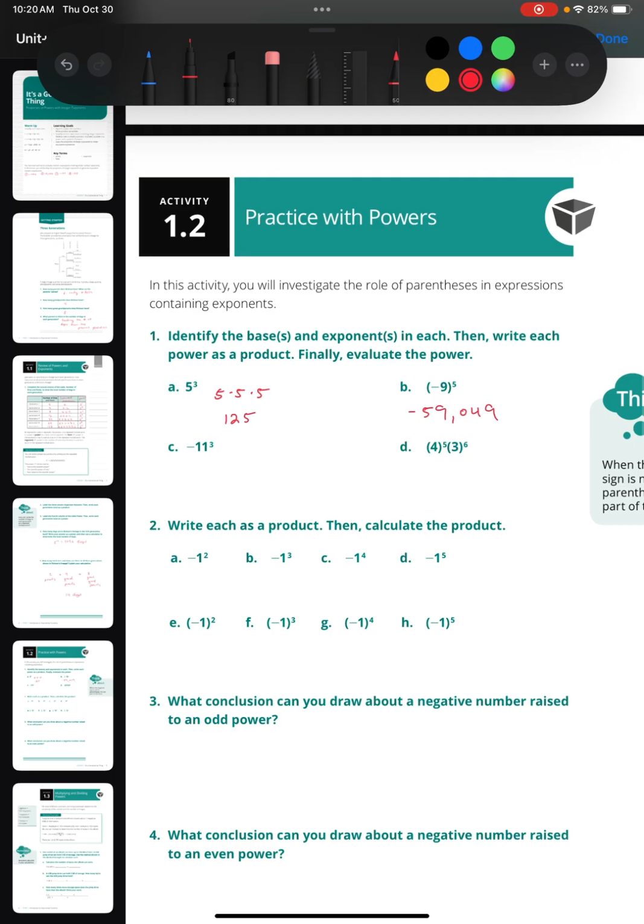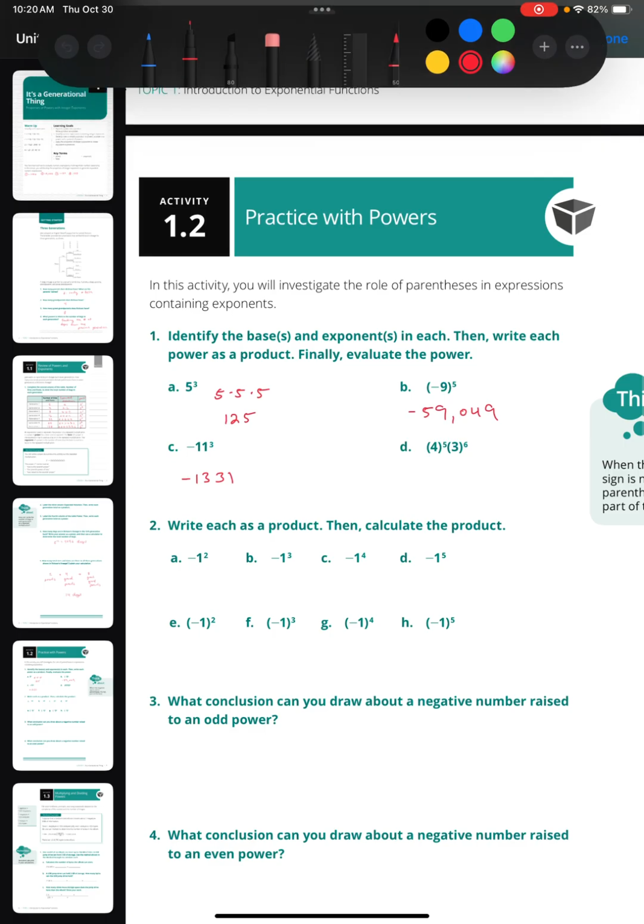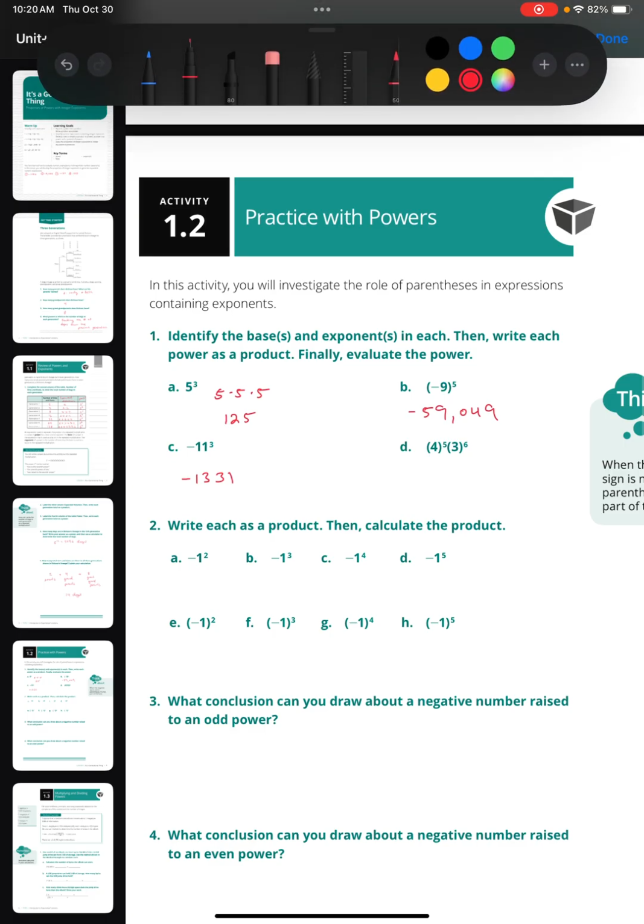C's got -11, not in parentheses, raised to the 3rd power. So we don't want to put that in parentheses. We don't want to put parentheses where there's none there. Here, we actually do want the calculator to read it as -1 times 11 to the 3rd. And if you put that one in, test it out, you should get negative 1,331. And then if we were to simplify the next one, 4 to the 5th gives you 1,024.